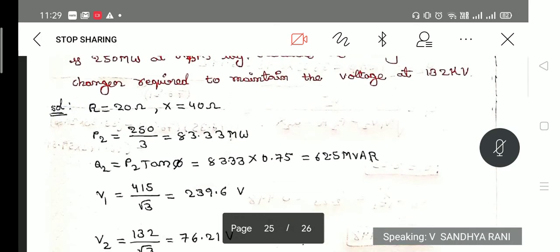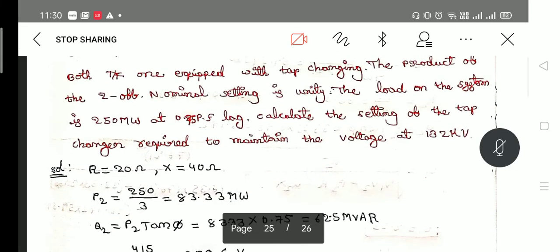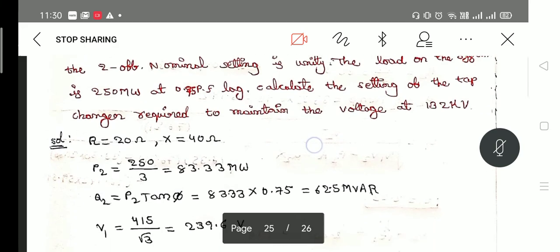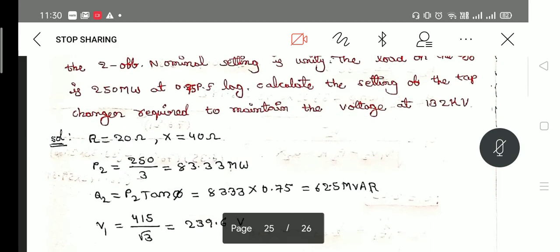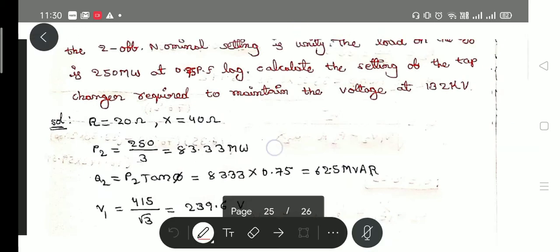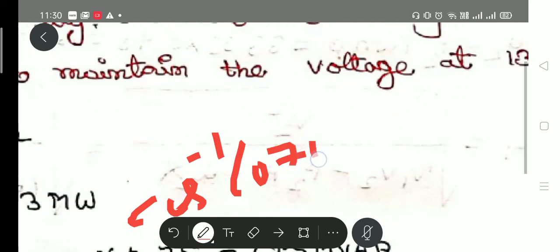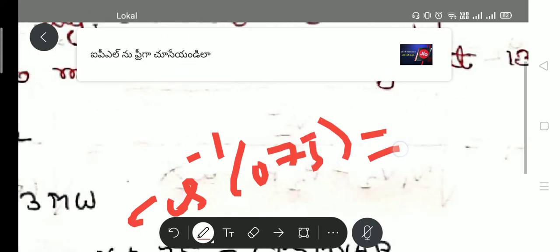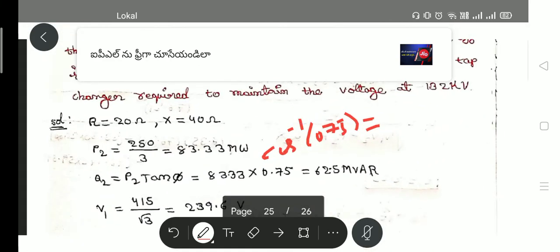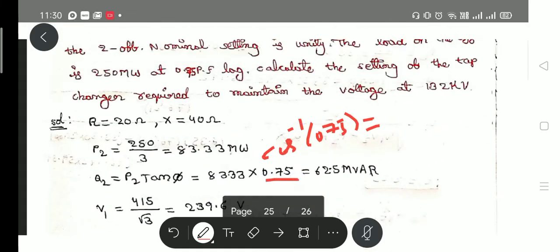Next one is we can calculate the Q2 value from this. Power factor is given, cos phi is equal to 0.75. From this we can calculate the cos inverse of 0.75. Here we can calculate the phi value and substitute here the tan phi value. So from this Q2 value is 62.5 MVAR.